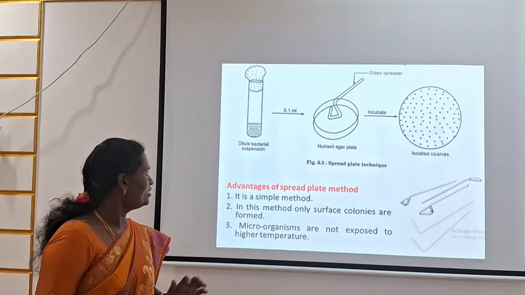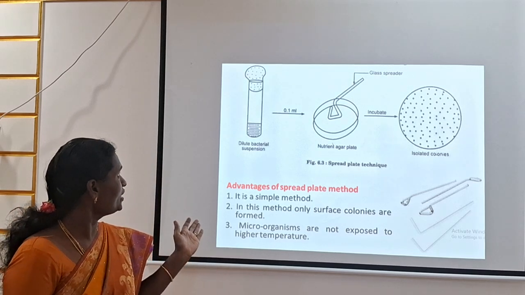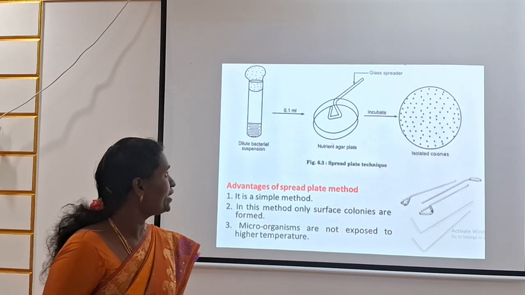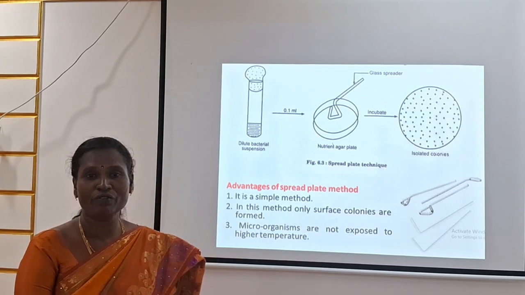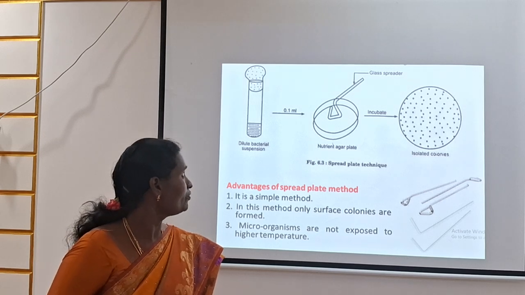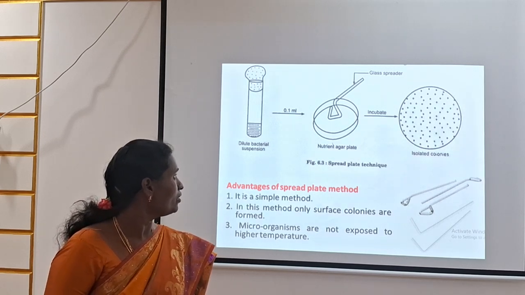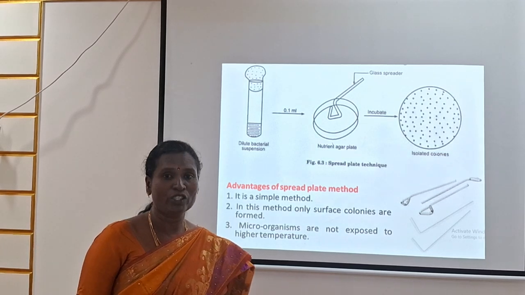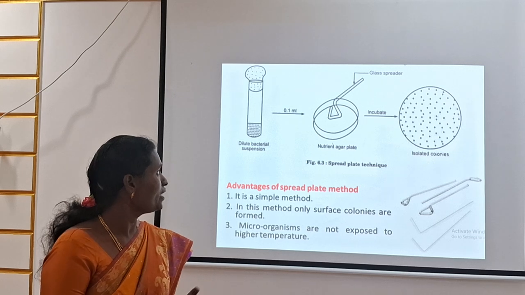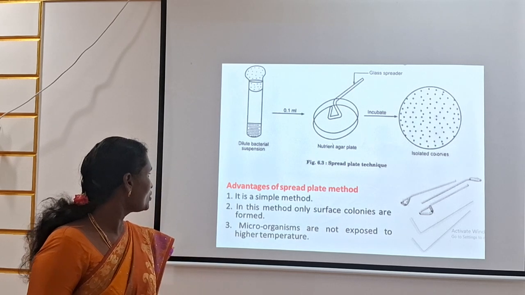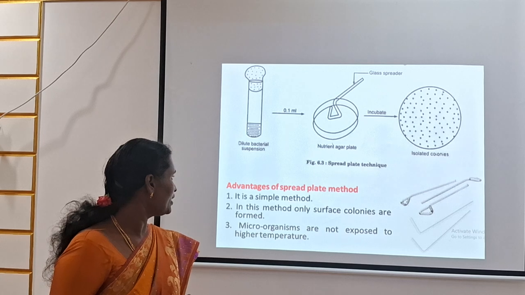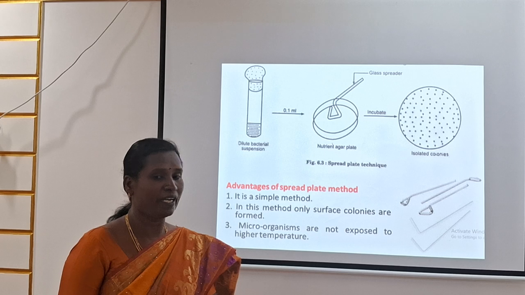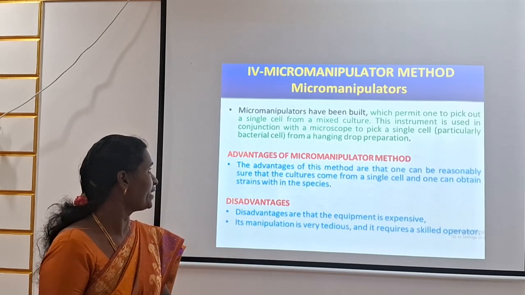Next, the spread plate technique. Here the bacterial suspension is spread with an L rod. After solidification of the solid agar medium, we inoculate and spread over with the help of the L rod. After incubation, we find out the number of colonies on the surface of the agar plate. It is a simple technique. This method is only for surface colonies. The microorganisms are not exposed to high temperature, which is an advantage of the spread plate technique.